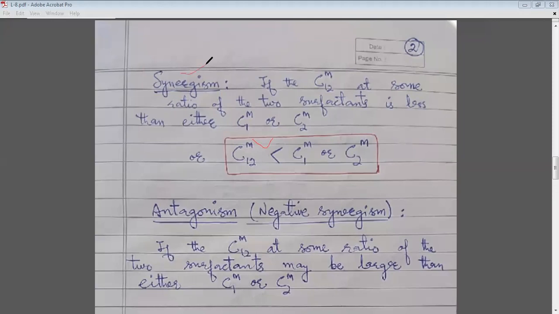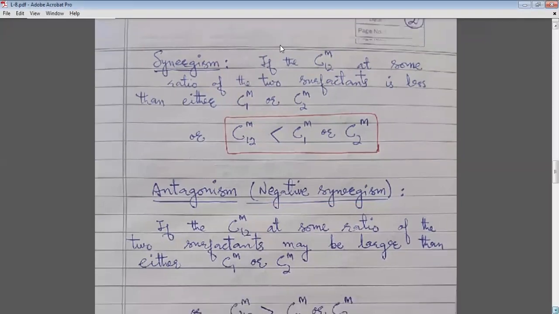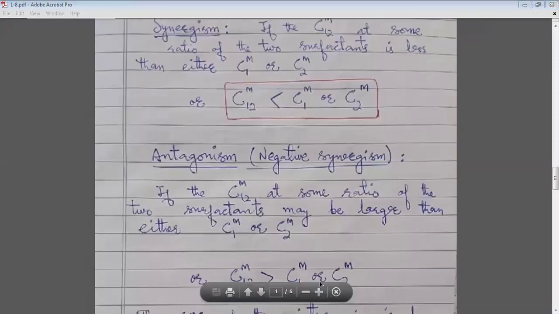One more term is here, that is called antagonism, or this is also called negative synergism. If this is positive synergism, this will be antagonism, simply the opposite. In this case, the intermediate CMC, or the CMC of the mixed micelle, is basically greater than the individual CMCs. Here you will see, I have written here, intermediate CMC is now greater, that means when we mixed two surfactants, their CMC was greater than the individual CMCs.